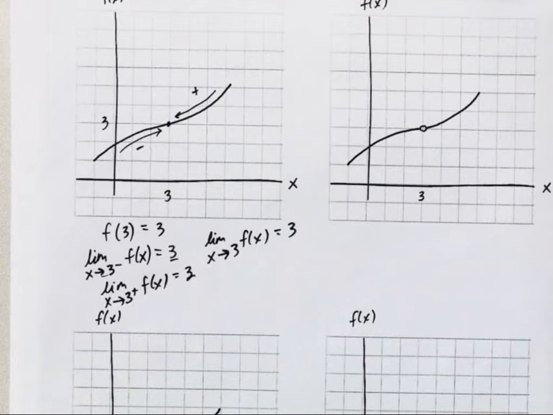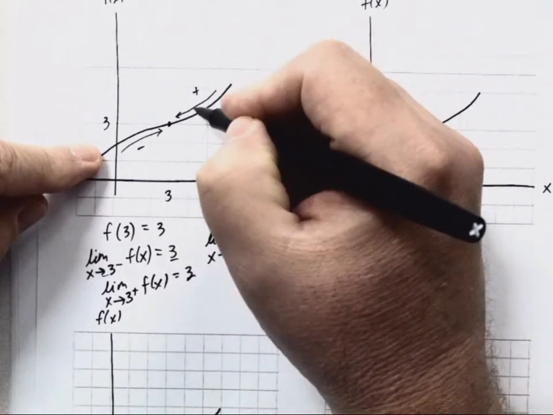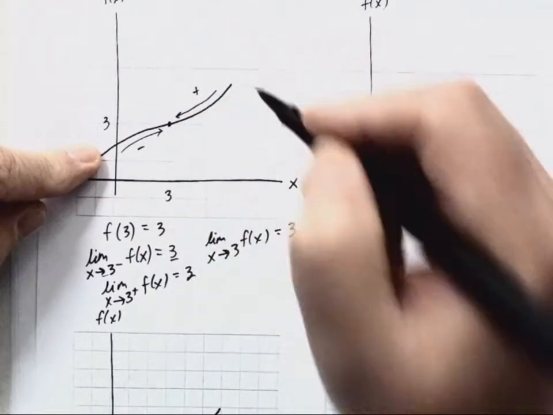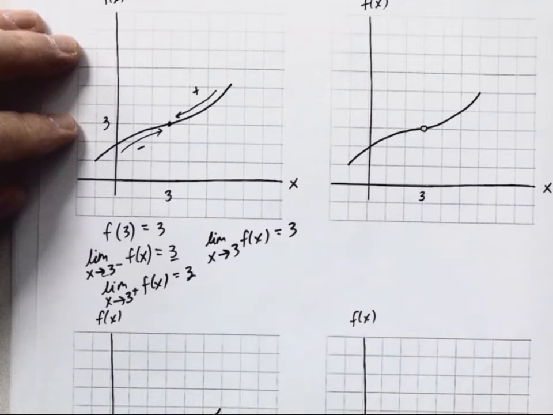Now that has to be true. For a limit to exist at a point, you have to be able to approach it from the high side and the low side, and they have to approach the same point, the same value of the function. As we do these other examples, you'll see.